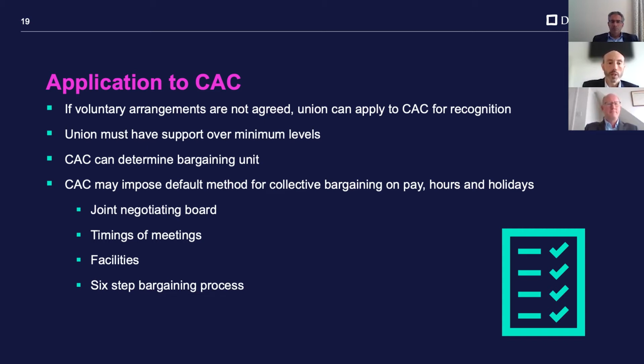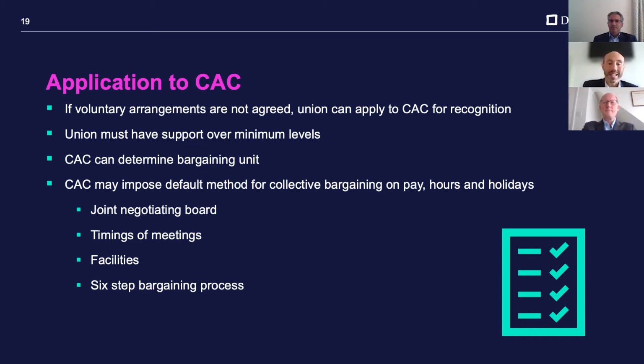Once the CAC agrees to the application for voluntary recognition, there is still scope for the employer and the union to agree what the bargaining unit will be, in other words, which group of employees will be covered, and also how collective bargaining will take place. But if those things can't be agreed on, then the CAC has the power to make those determinations itself. So the fallback default position is that the CAC will determine which employees will be covered.